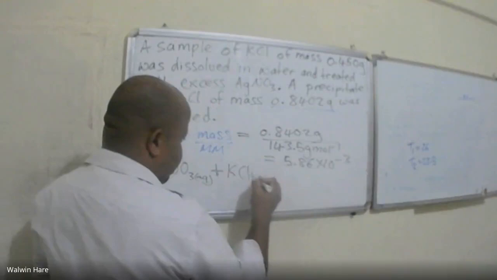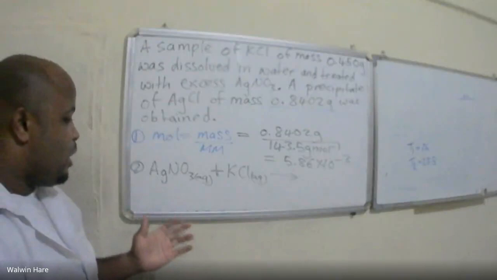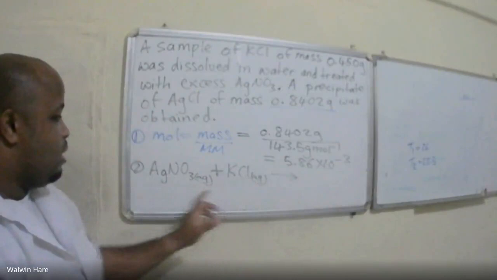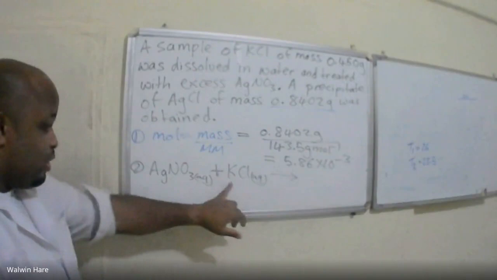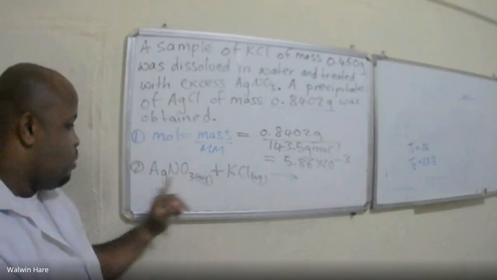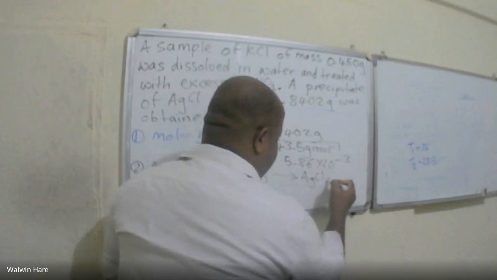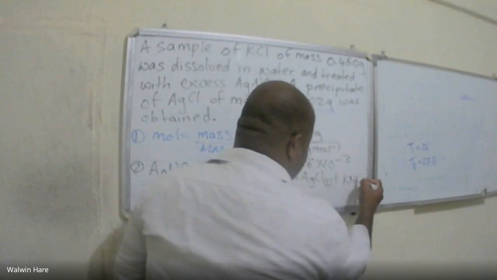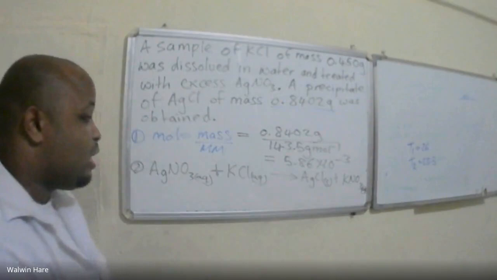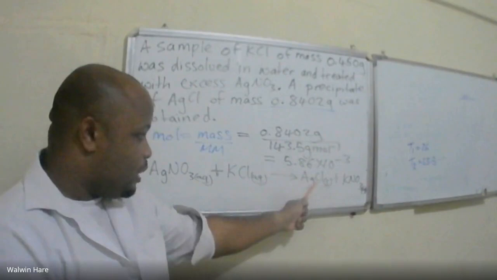So remember, we must get our precipitate, right? If you have silver nitrate and potassium chloride, this is a double displacement reaction. It's a big term, not much. Just know that the positive ions from both salts will replace each other. So you get potassium nitrate and silver chloride. So Joanna is correct. Silver chloride is a precipitate, which means it's a solid. That's why the state symbol for silver chloride is solid.